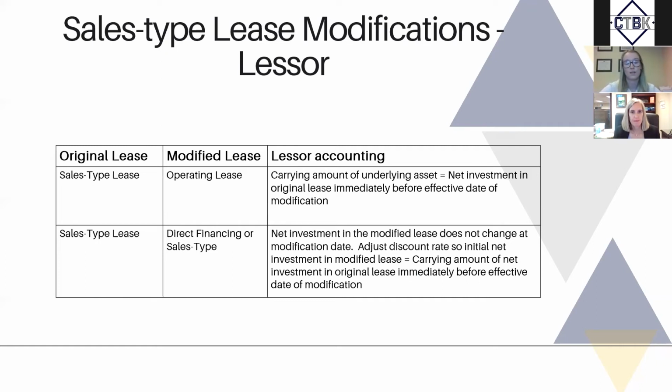If you have a sales type lease that is going to be modified to a direct financing lease or a sales type lease, the net investment in the modified lease won't change, but again, you'll adjust the discount rate so that the initial net investment is equal to the carrying amount of the net investment in the original lease.